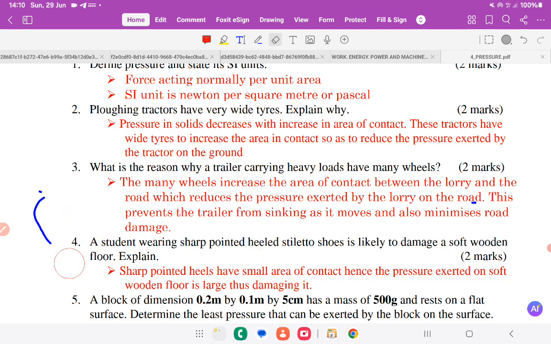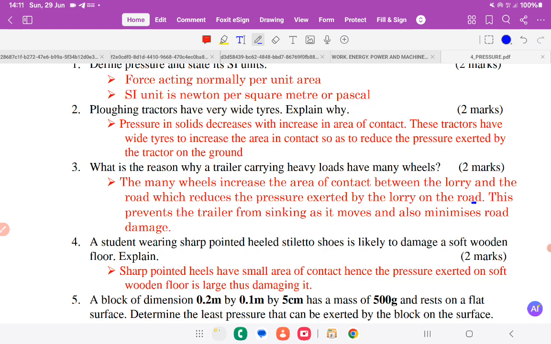Remember you're answering the question that says, a student wearing sharp-pointed heeled shoes is likely to damage a soft wooden floor. Okay, so why? The sharp-pointed heels have very small area of contact. Hence, the pressure exerted on the soft wooden floor is large, thereby damaging the floor. That's how you put your answer.